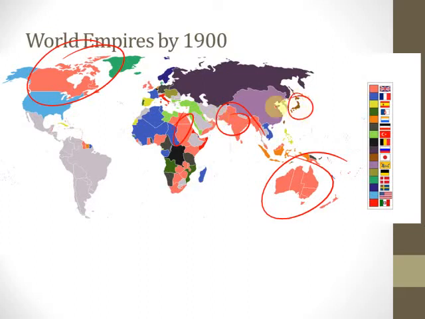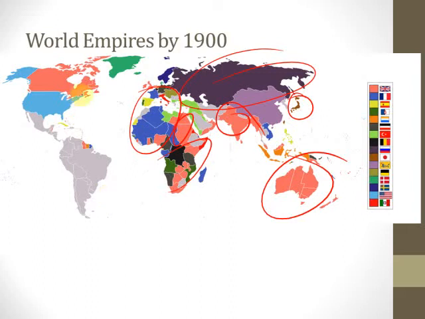So again, there are massive empires already expanding. And here's America only controlling the continental U.S. and Alaska. And look at all that land that has yet to be controlled. Couldn't that be ours?